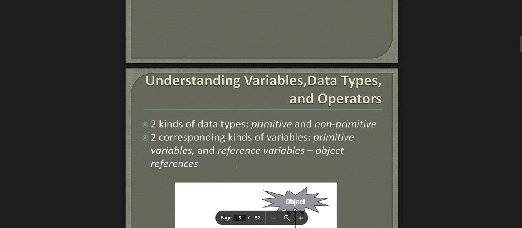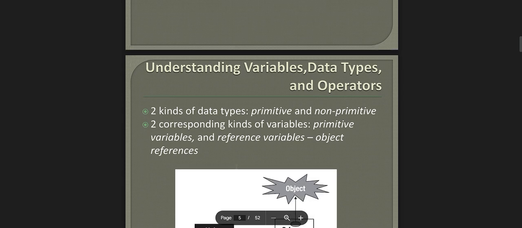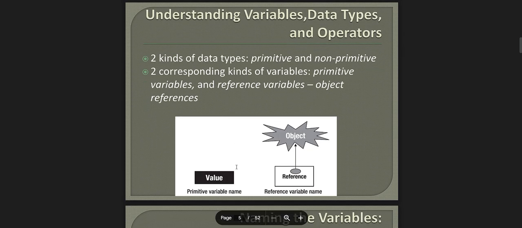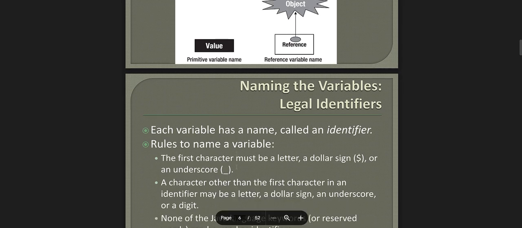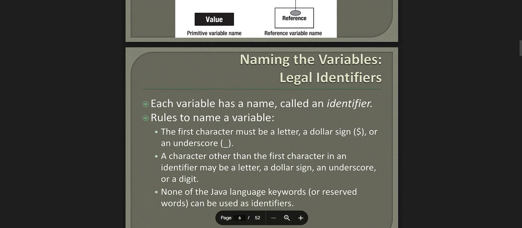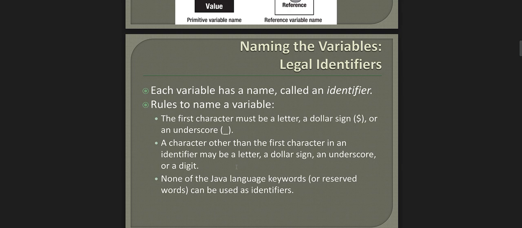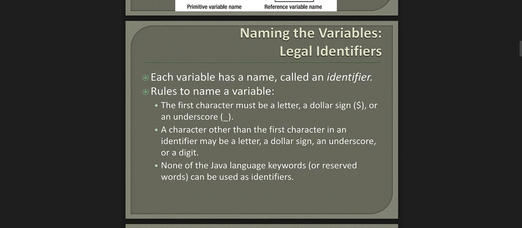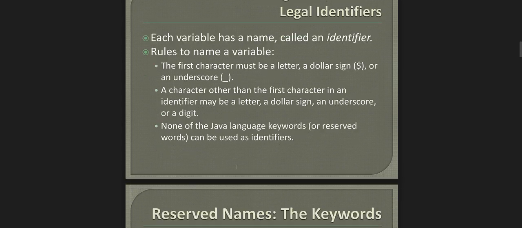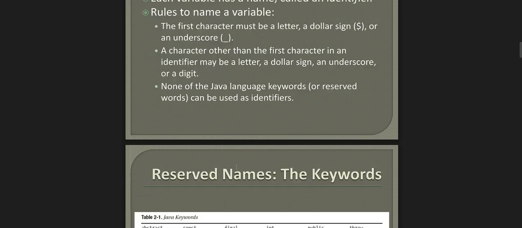Understanding variables, data types, and operators. There are two kinds of data: primitive and non-primitive, with two corresponding types of variables: primitive variables and reference variables, which hold an object reference. Naming the variable and legal identifiers: each variable has a name called the identifier. Rules for naming a variable: the first character must be a letter, a dollar sign, or an underscore. The characters other than the first in an identifier may be letters, dollar signs, underscores, or digits. None of the Java language keywords or reserved keywords can be used as an identifier.